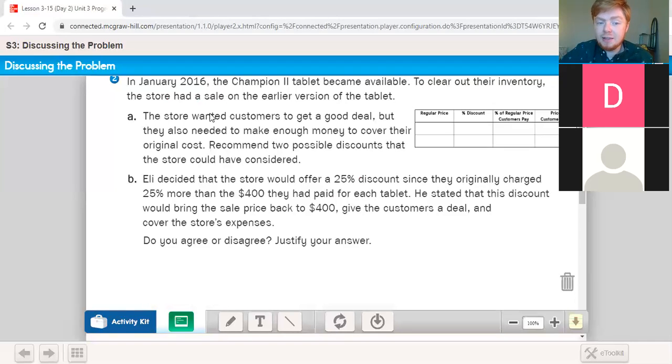So let's just say that remember, our original price was 500. We're going to discount it 20%. Okay, so percent of regular price customers pay. We know that they're going to be paying 400. Percent of regular price that customers are paying, we took $100 off. Okay, I hope that helps just a little. All right.